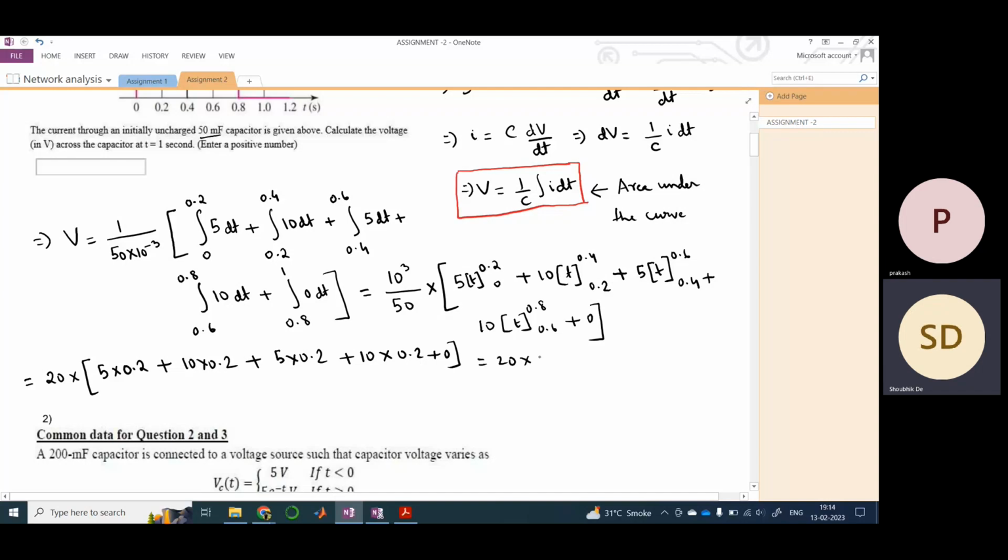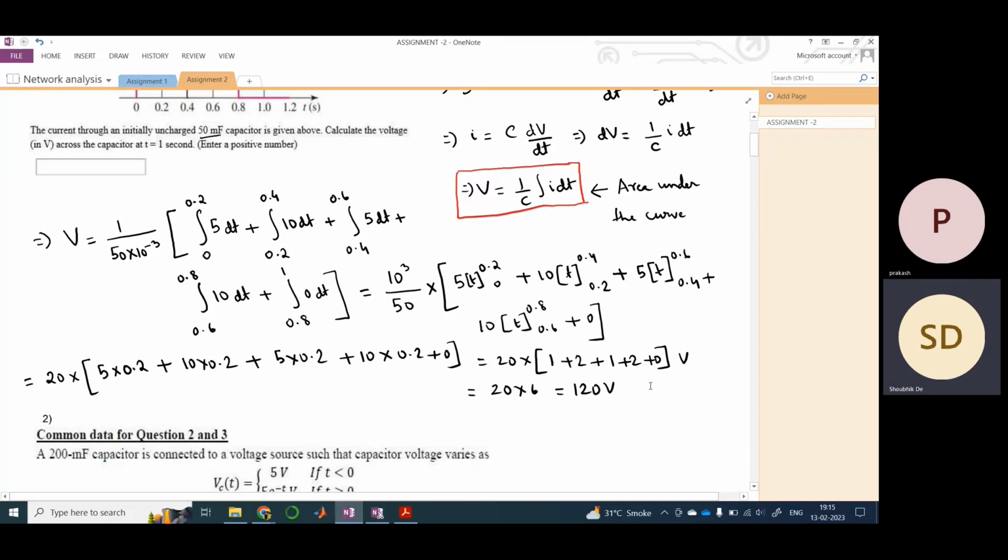We need to just add these now. 5 into 0.2 is 1, then 10 into 0.2 would be 2. Then again 1, then again 2, and this is 0 obviously, for a total of 6 volts. So in this way, the voltage that we will be getting is 20 into 6, so my resultant voltage would be 120 volts, and this is at 1 second. This is the voltage that is developed across the capacitor at t equals 1 second.